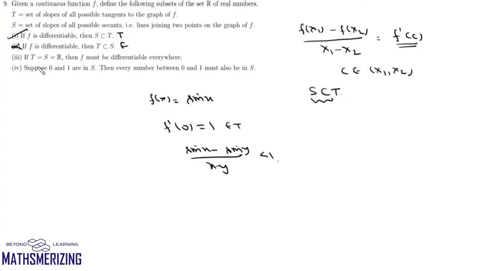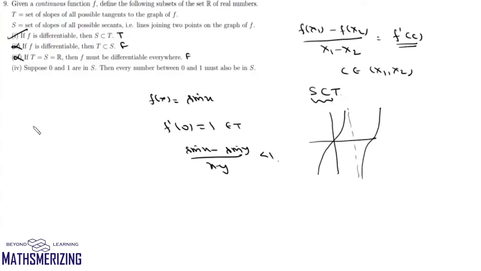Now this third one is, if T is equal to S is equal to R, then f must be differentiable everywhere. It may not again be necessarily true. We can have a function where tangent set and secant set take all real values, but still that function may be a discontinuous function, as in the example of tan x. So again, statement 3 is not correct. So this is false. Now what about the fourth one?